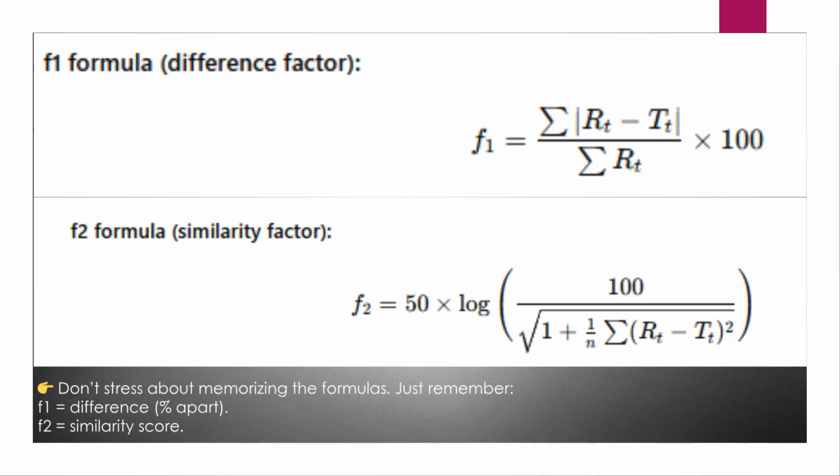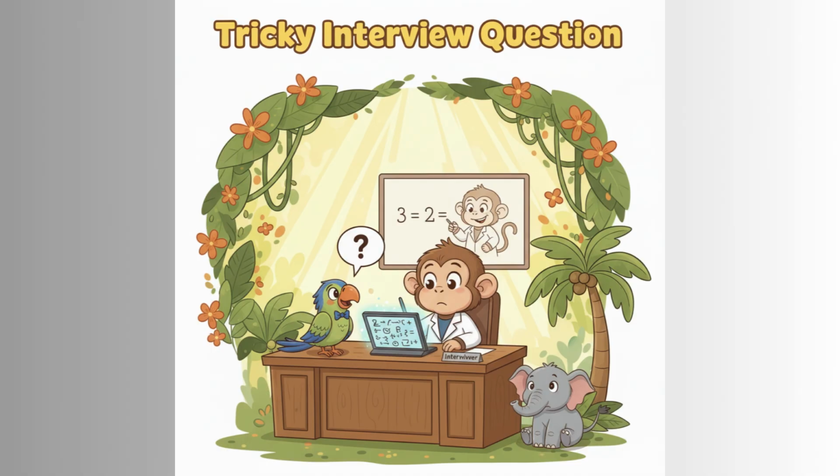These are the formulas to calculate f1 and f2. Rt is percentage dissolved of the reference drug at time t. Tt is percentage dissolved of the test drug at time t, where n is number of time points excluding 0. Want to remember the formulas? Well guys, please don't stress about memorizing the formulas. Just remember that f1 is difference and f2 is similarity score.